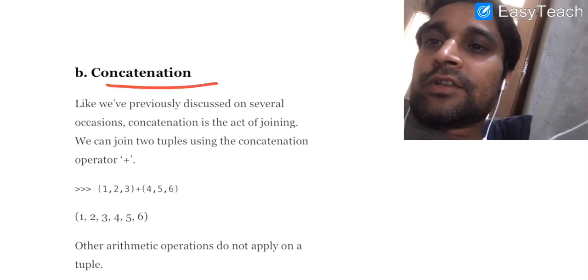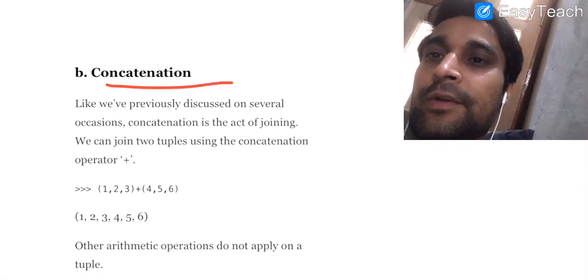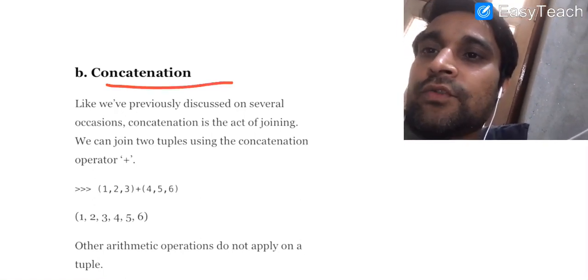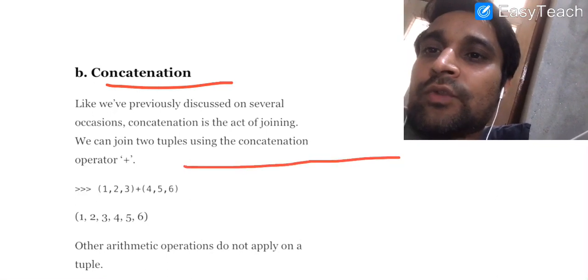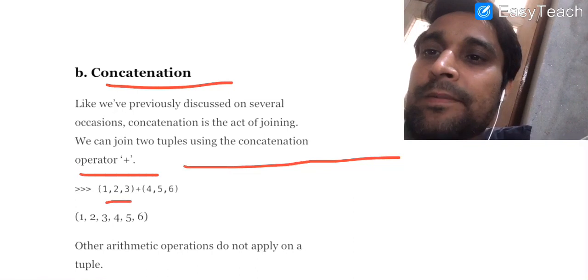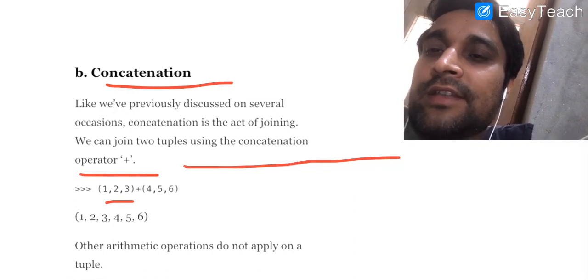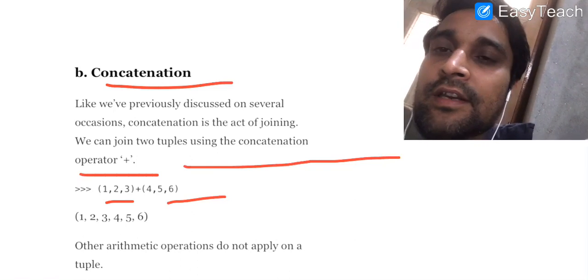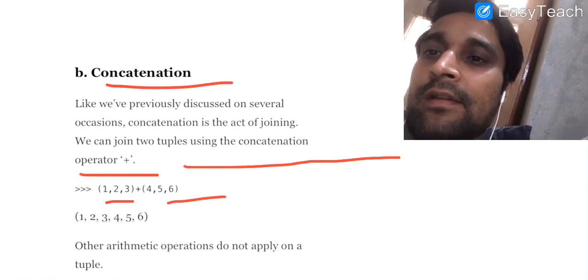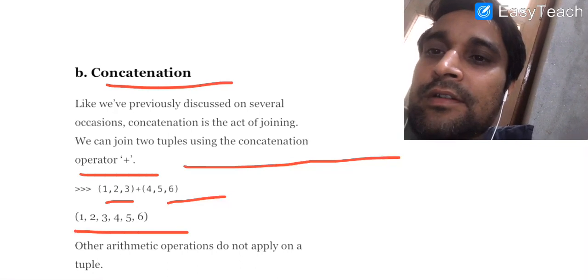Now the second operation that we are going to discuss here is the concatenation operation. Concatenation is the act of joining. When two tuples are joined using the concatenation operator, we can use the plus symbol in between. There are two tuples, one with 3 elements 1 2 3, and the second with 3 elements 4 5 6. We are using the plus operator in between to find the concatenation. Then we will get a tuple with all the elements of the first and second tuple.